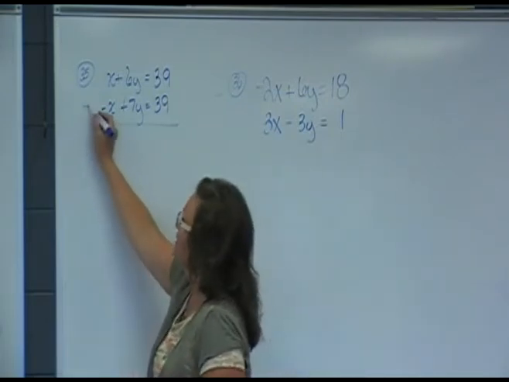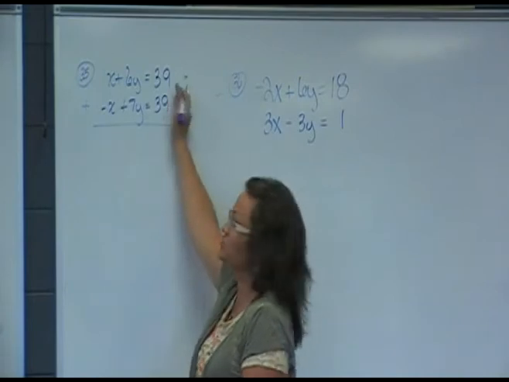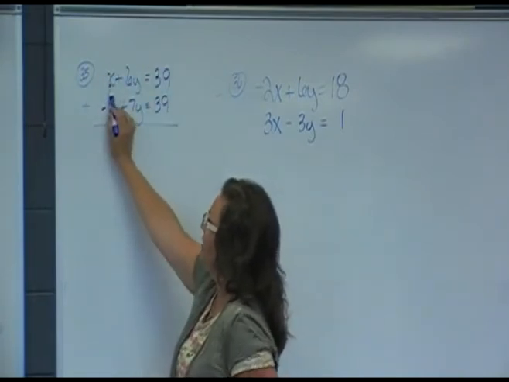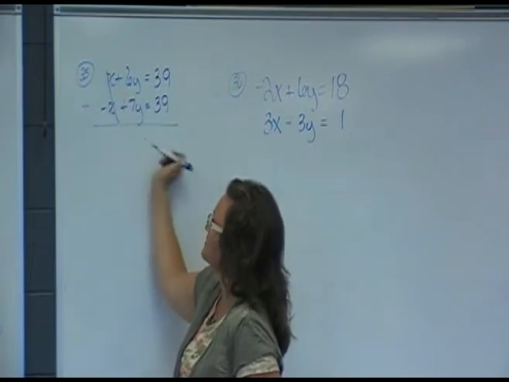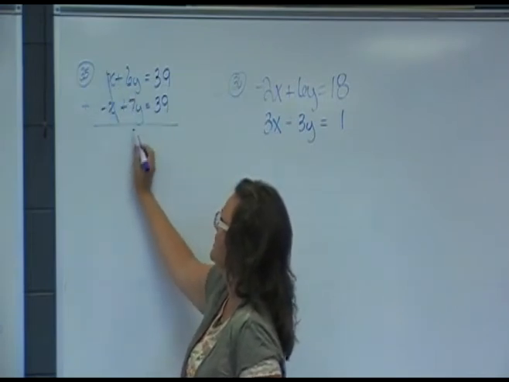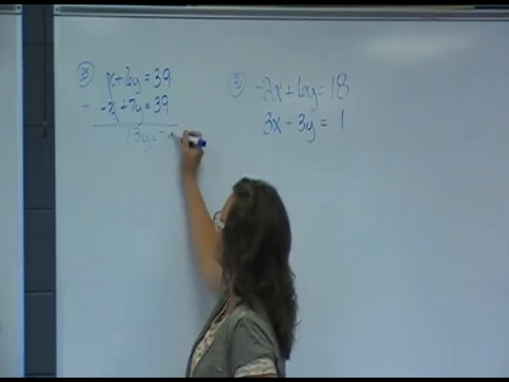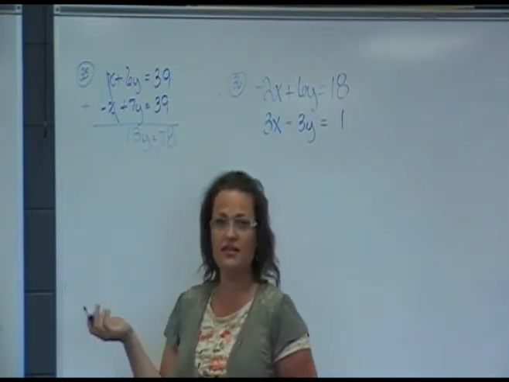That's what you want to happen, is one of the variables to cancel out. So the addition method adds the two equations together, so you need to line up your x's, y's, and numbers to start. X plus negative x is nothing. 6y and 7y is 13y. 39 and 39 is 78. And then this is solvable.